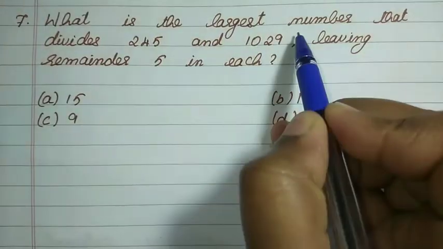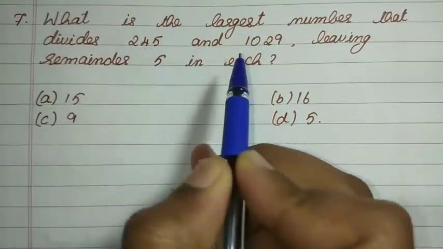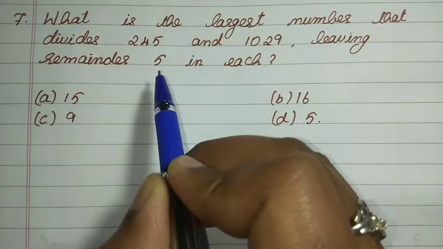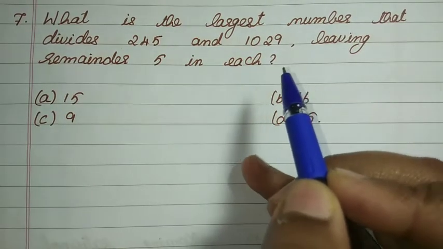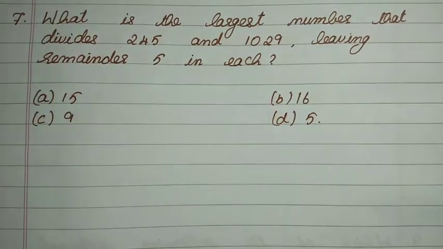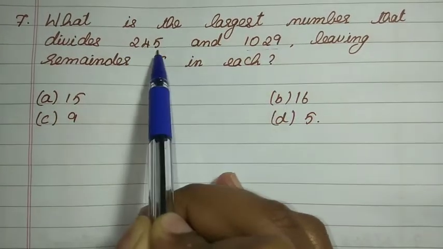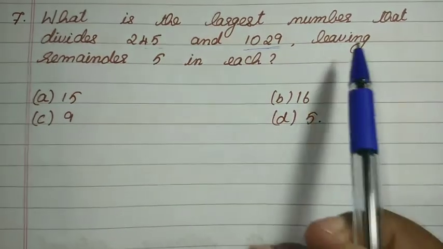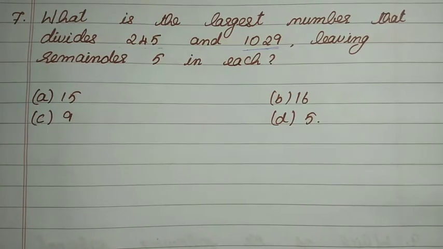Question 7. What is the largest number that divides 245 and 1029, leaving remainder 5 in each? So this is a hot question where you have to think little. So what is given? Two numbers are given, that is 245 and 1029, and leaving the remainder. Here it means we have to subtract 5 from each number.